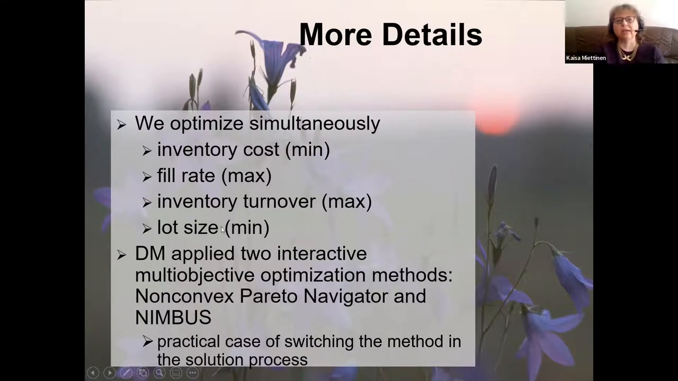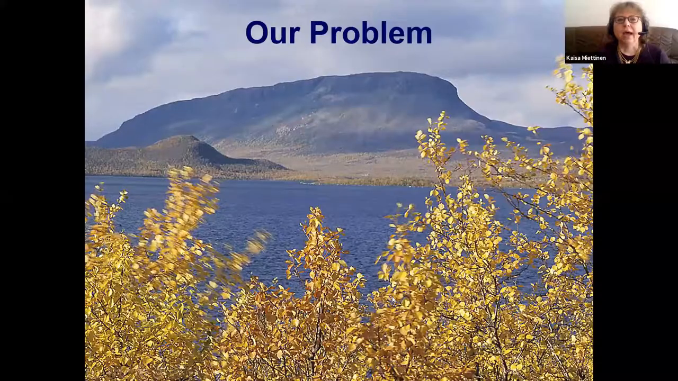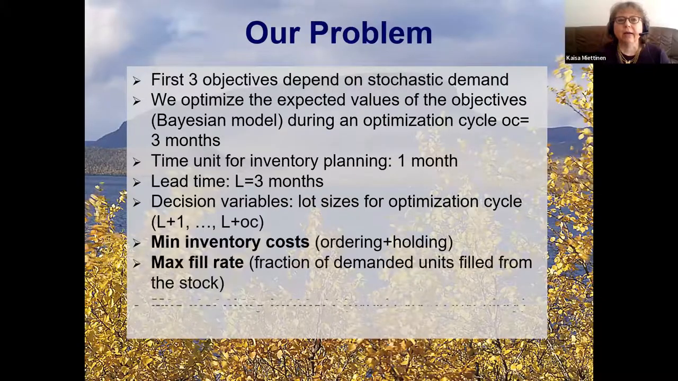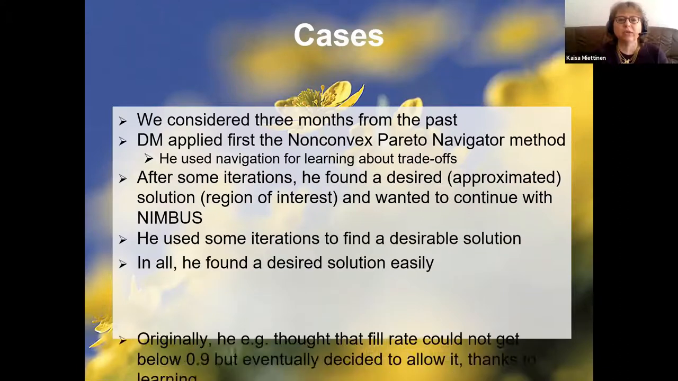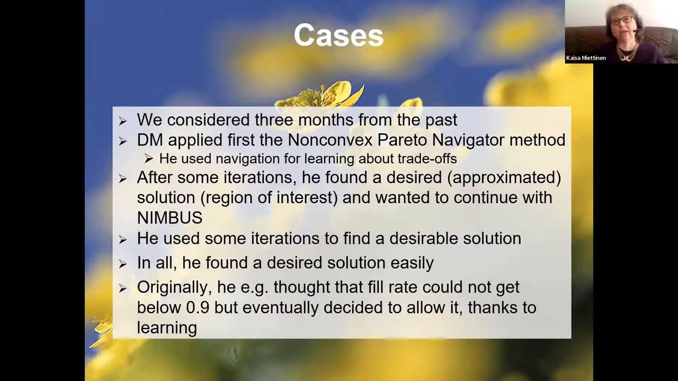And as you can imagine, the decision maker in this case applied the two methods that I mentioned, non-convex Pareto navigator for the learning phase and NIMBUS for the decision phase. And this was something novel, that the decision maker could switch the method during the solution process. And the solutions were compared because we were using data from the history. We could compare the results to what kind of lot sizes had been used in the past.